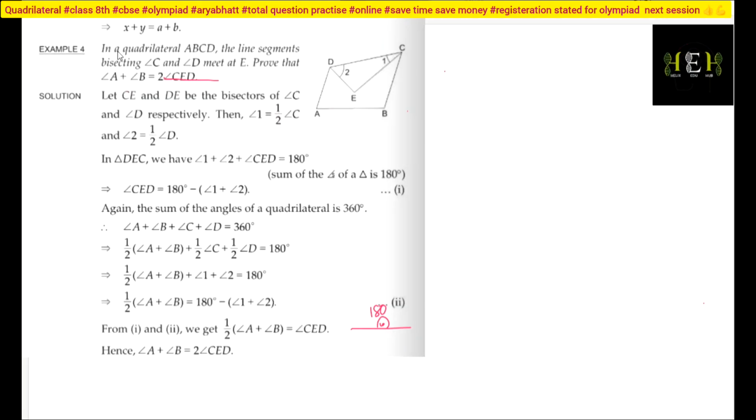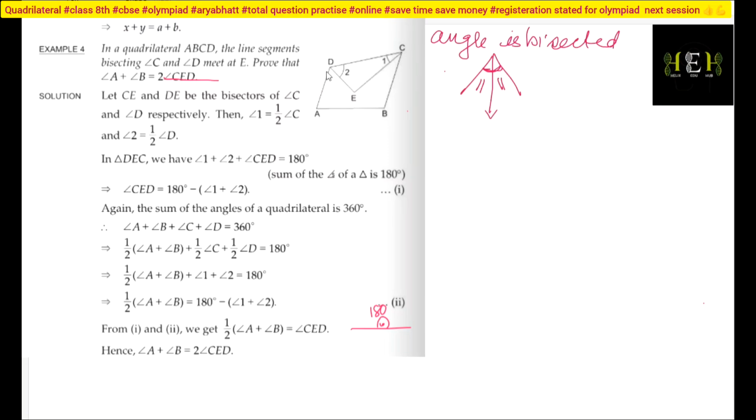Okay, what they are asking in a quadrilateral is that the line segments are bisecting angle C and angle D and meet at point E. Now when an angle is bisected, I will say that the angle is divided into two equal parts. Suppose that I have this angle. Now I am saying I have to bisect this angle. What I will do is draw a ray. Now this angle is bisected, so this angle will be equal to this angle.